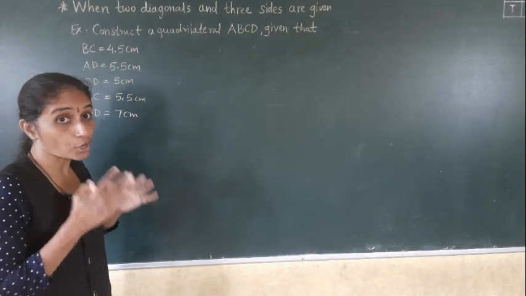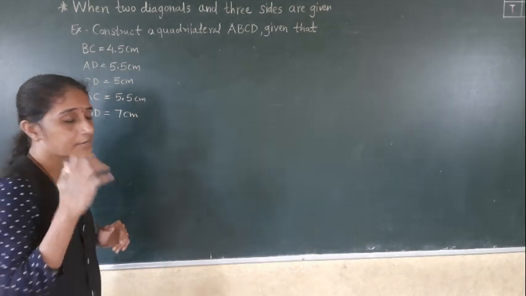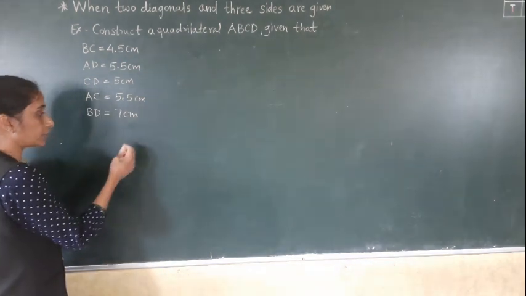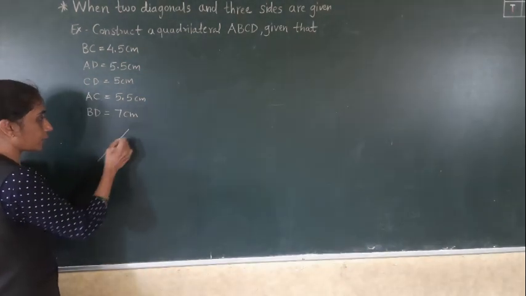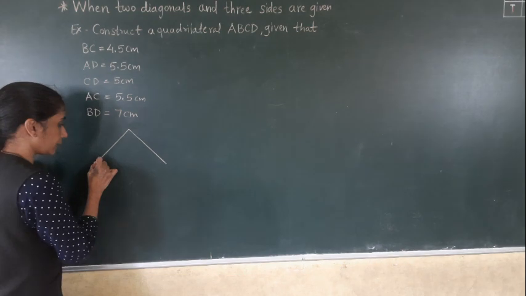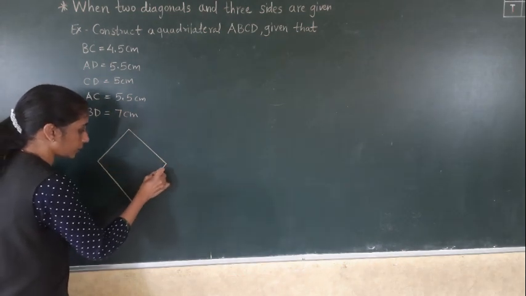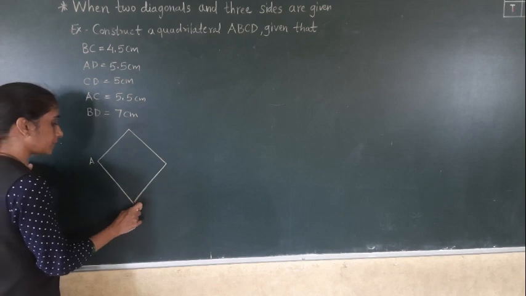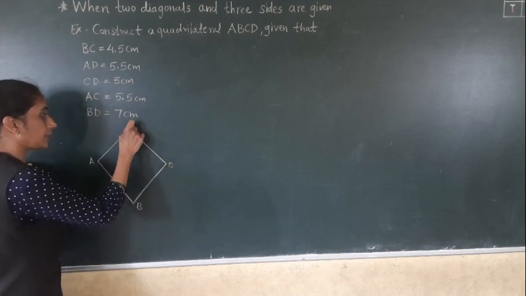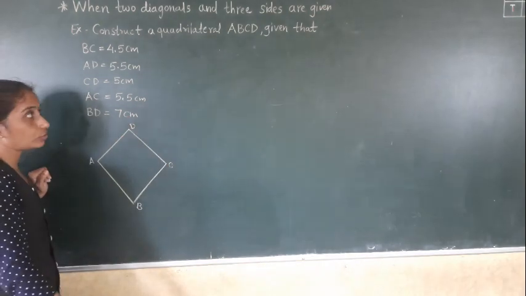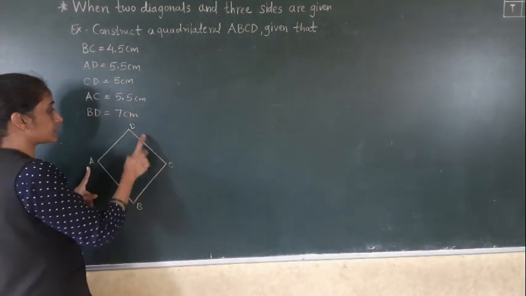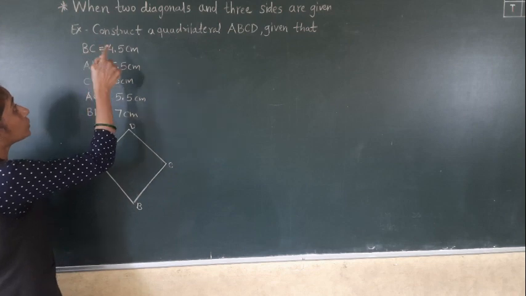First we will draw a rough sketch of quadrilateral. It makes it easy to construct a quadrilateral. So now see this, I will draw the quadrilateral. Okay, this is quadrilateral. I will give the names A, B, C and this is D. Quadrilateral ABCD.